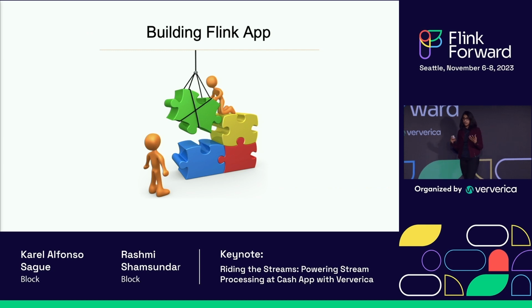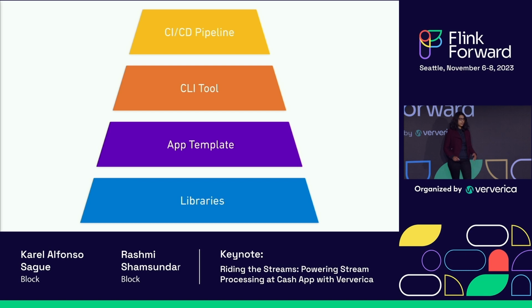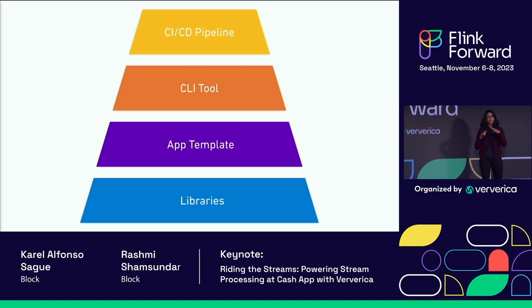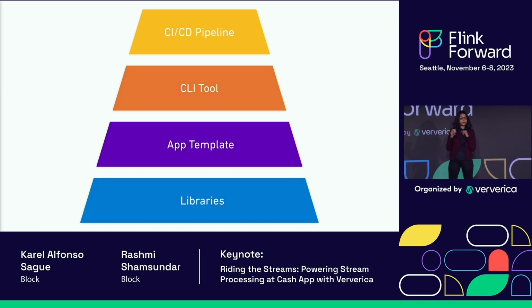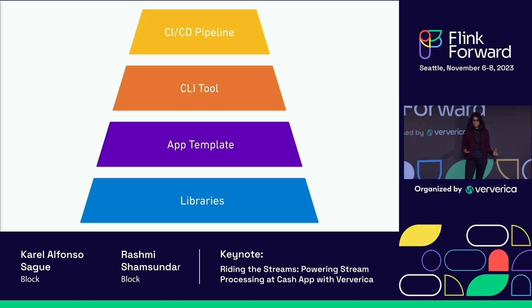So what goes into building Flink applications at Cache? There are 4 components to this. The libraries and the app template focus mainly on the building Flink application part, and the CLI tool and the CI/CD pipeline focus mostly on the deployment and operations. So I'm going to be talking about each one then.